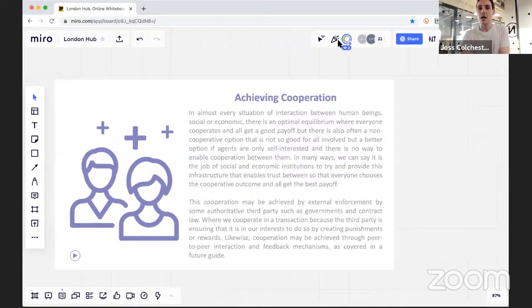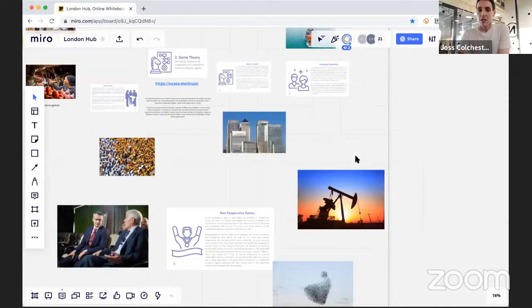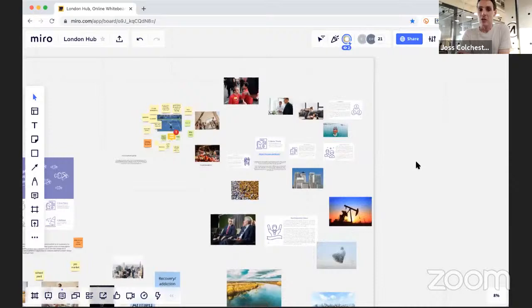Okay, so that's the dynamics of cooperation and competition between agents within these systems and the kind of patterns that emerge out of those.